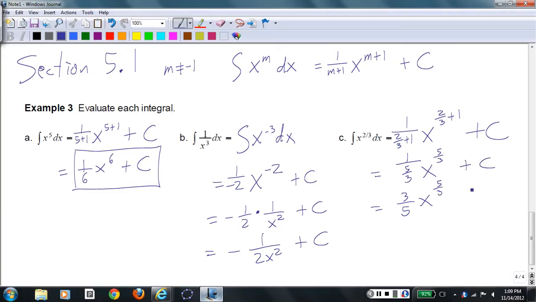Hang on to that constant of integration all the way down. If we were to multiply the 5/3 by the 3/5, we'd get 1. And then if we subtract 1 from the exponent, we'd get 2/3. So 1x to the 2/3 would be the derivative of this, and that's what we want to happen. Are these hard problems or easy problems? Easy problems, good.